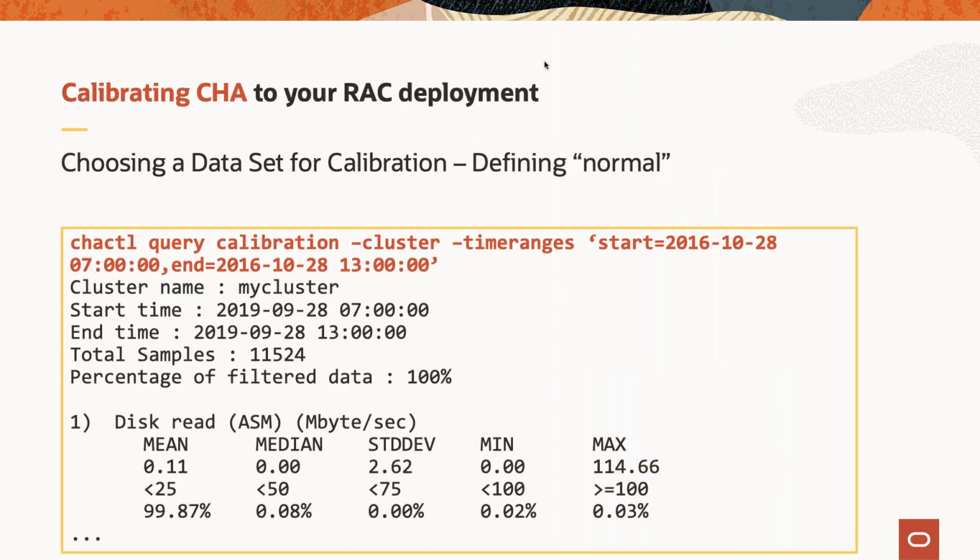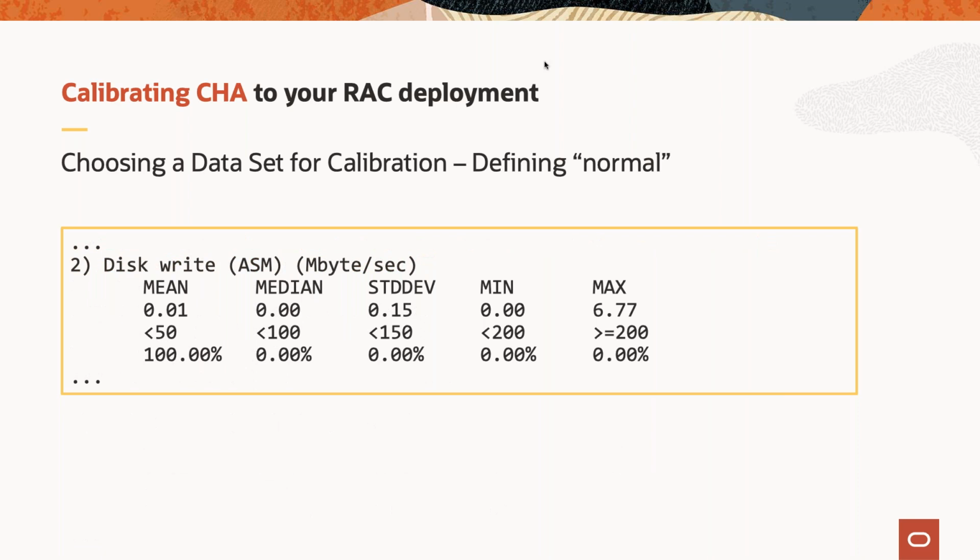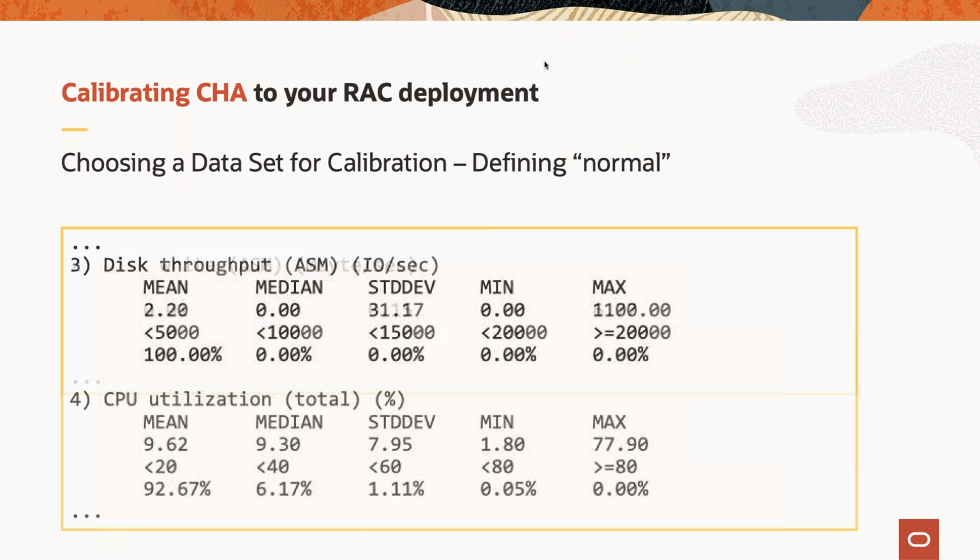So the first thing you need to do is, by default, this works on 12.2 and higher. You need to do a chactl query calibration for the cluster, and you specify a begin and end time when your system is running really well. Like this is considering what your normal is. By default, it goes and scans disk reads, disk writes, and looks for mean, median, standard deviation, min, and max values for each and every one of these things.